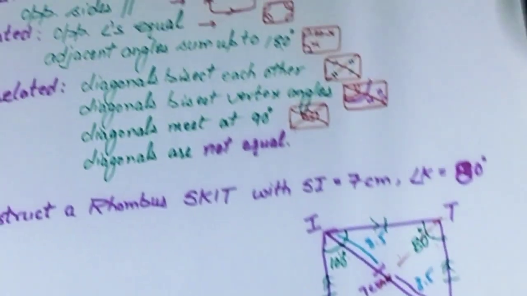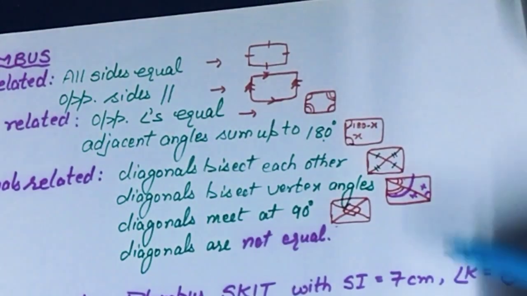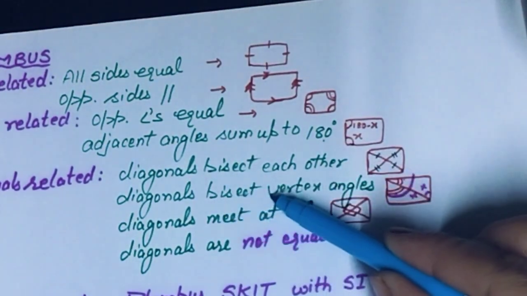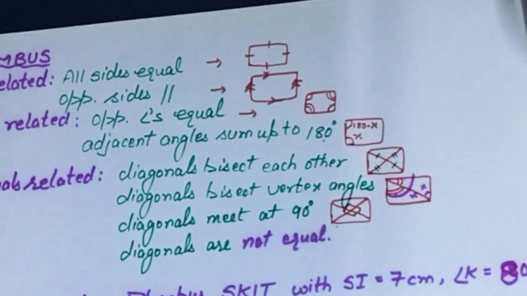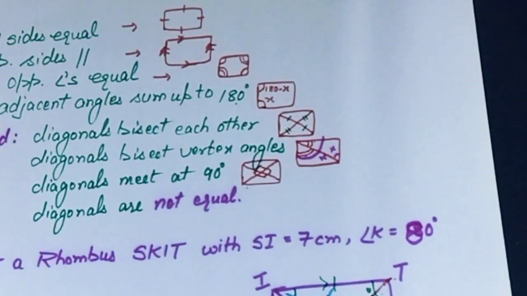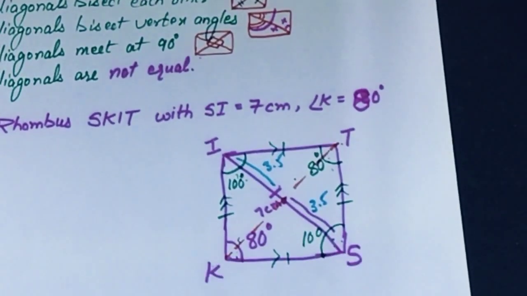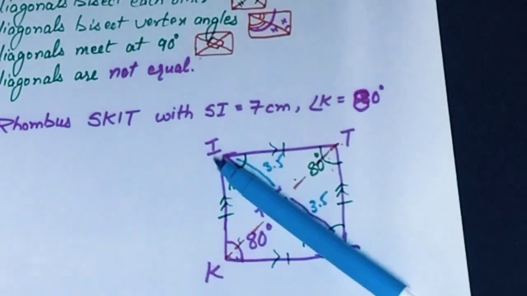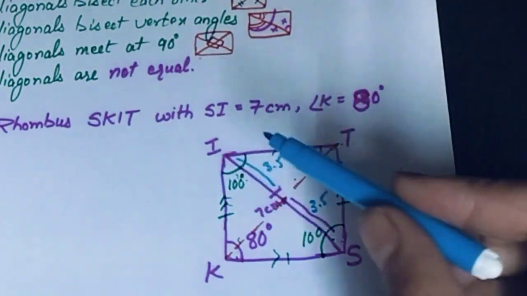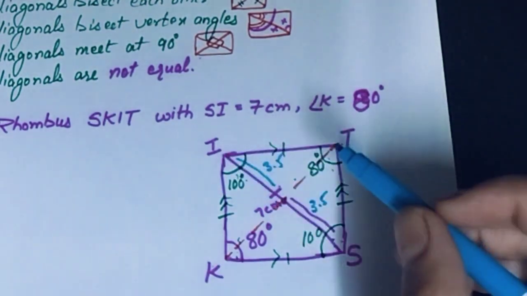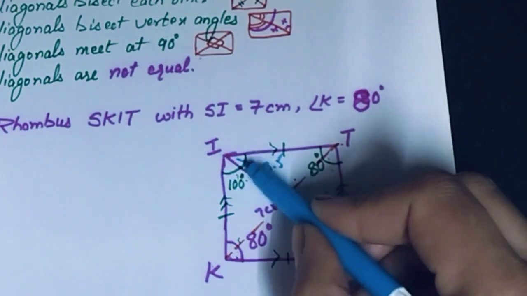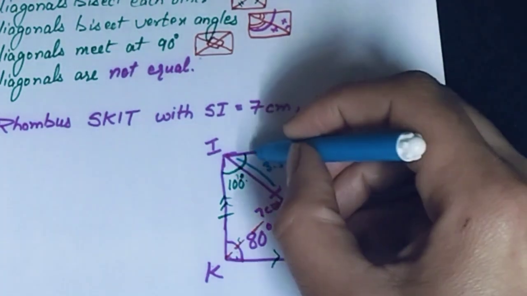Okay, now let's move to the next property. Diagonals bisect the vertex angle. So many of you missed out this. Diagonals bisect the vertex angle. Here is a diagonal. What is it bisecting? It is bisecting angle I. Means it's dividing this full angle into two parts.